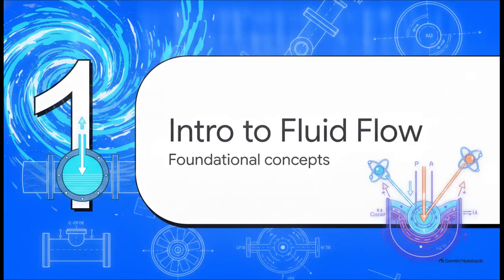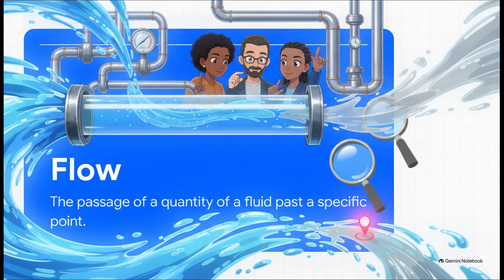All right, Section 1, Introduction to Fluid Flow. Let's establish some foundational building blocks. So what exactly is flow? Basically, it's just the passage of a quantity of a fluid past a specific point. It sounds super simple, right? Whether it's water rushing through a pipe or air blowing through a massive duct, if a quantity of it is moving past a fixed marker, you have flow.